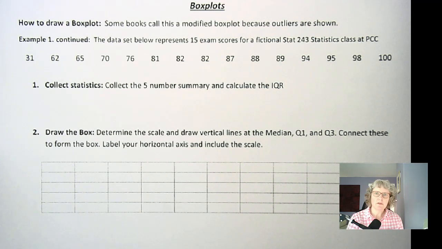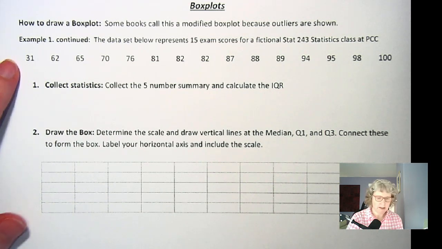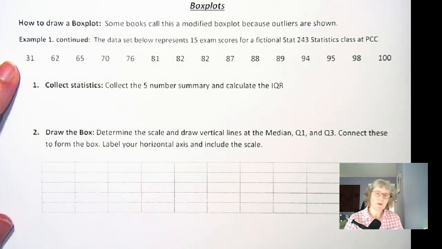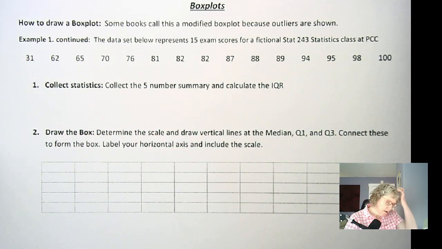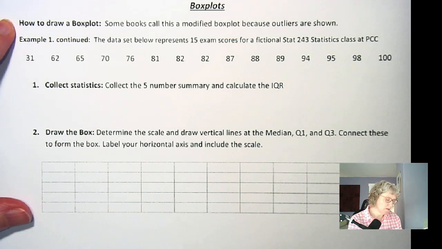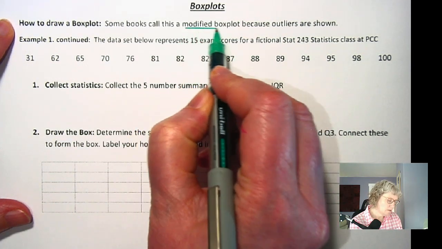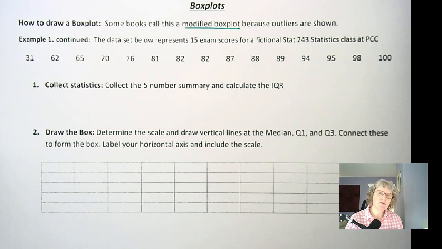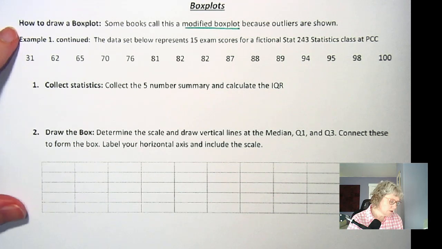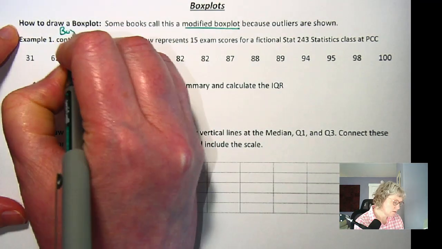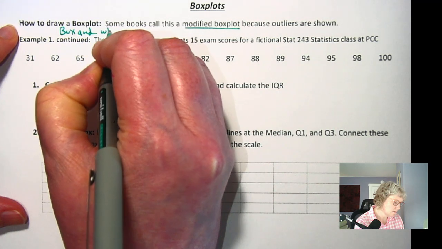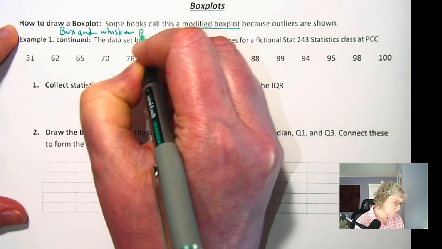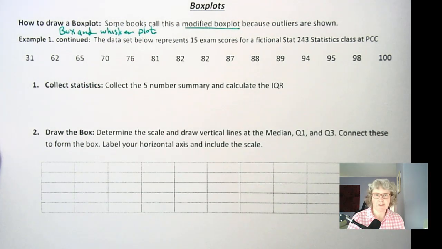And I wanted to go back to a data set we've already looked at, which is the one we graphed at the beginning, which is the 15 exam scores for a fictional Stat 243 class at PCC. Okay, so a box plot has some different names. Sometimes it's called a modified box plot, and you always want to make sure the outliers are shown. That's what makes it a modified box plot, and that's the one we want in this class. We want to know if something's considered an outlier. Another term is a box and whisker plot. And I'll show you why it kind of looks like that.